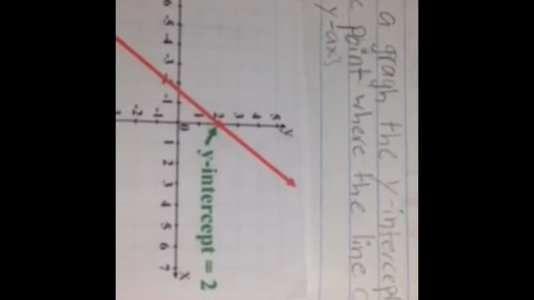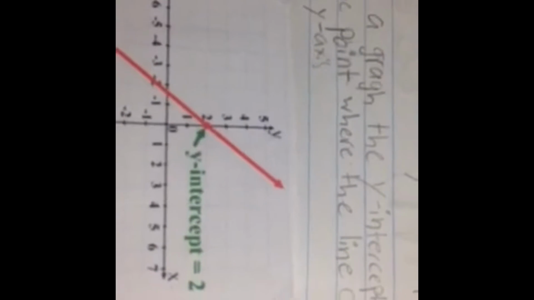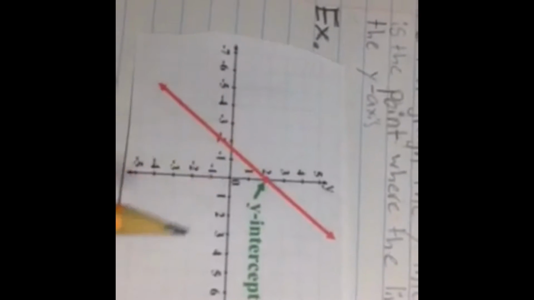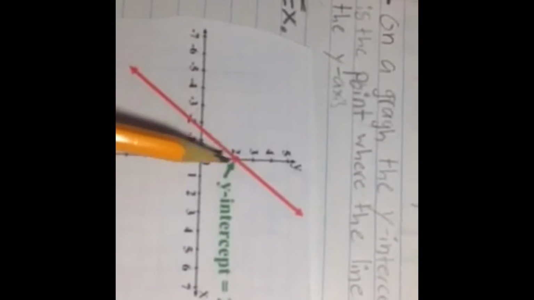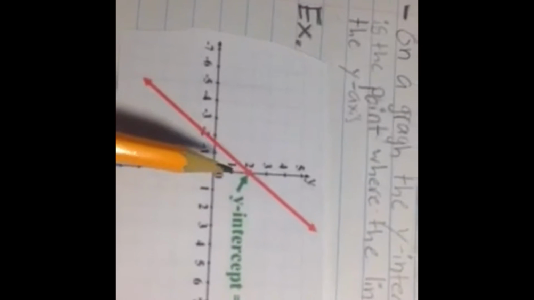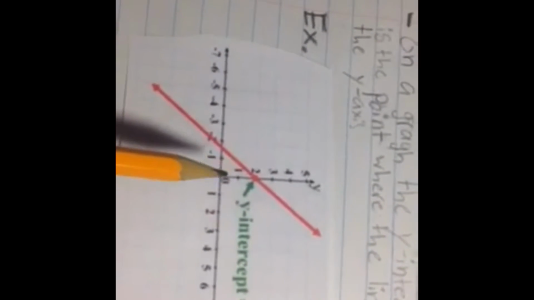Now, on a graph, the y-intercept is the point where the line crosses the y-axis. For example, on this graph, the y-intercept is 2. The reason is that this line here is the y-axis, and this line here is the x-axis. And this red line crosses the y-axis at 2, which makes 2 the y-intercept.